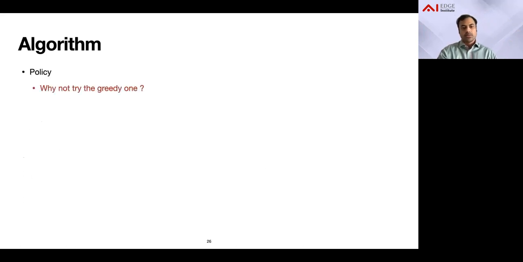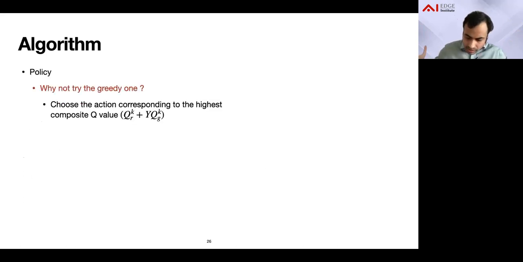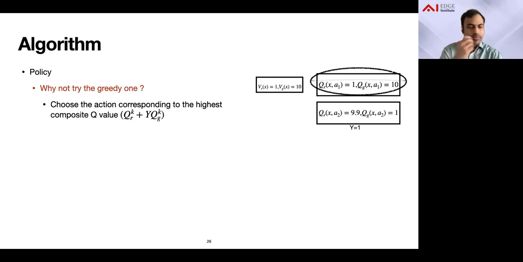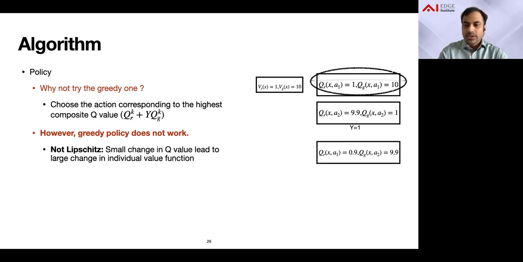Now, naturally, the try will be, we are doing some kind of unconstrained version because we are doing this Lagrangian. So why not try the greedy one? So try the greedy one with respect to this composite Q value, right? But it will not work. But why will it not work? Because it is not Lipschitz.